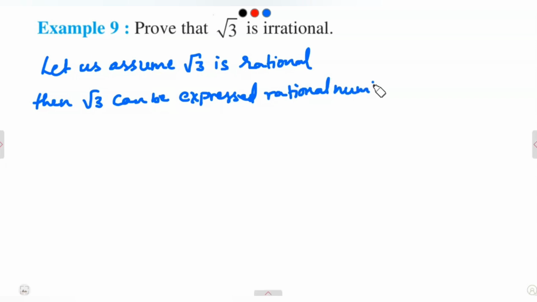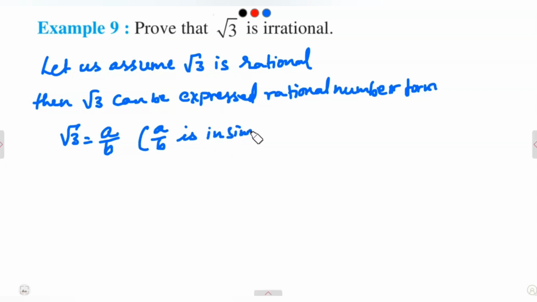Rational number form is like either p by q or a by b, something like that. So root 3 is equal to, we write a by b, where a and b are integers and b is not equal to 0. This is the definition of a rational number. But here let us think this a by b is in simplest form.